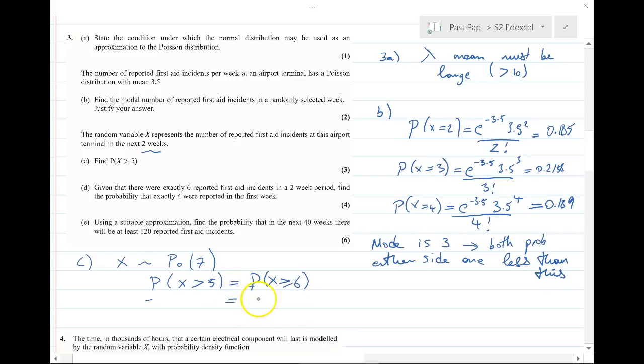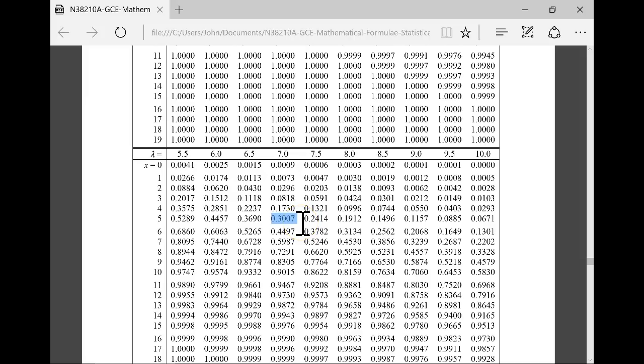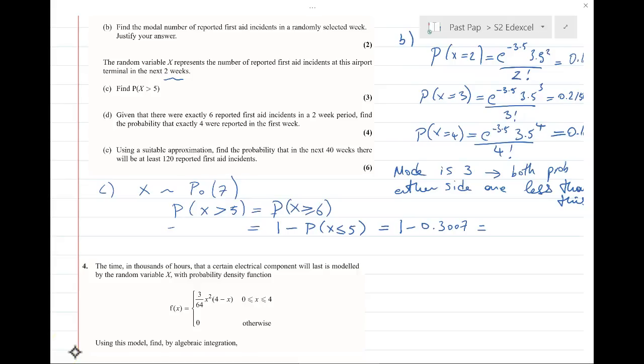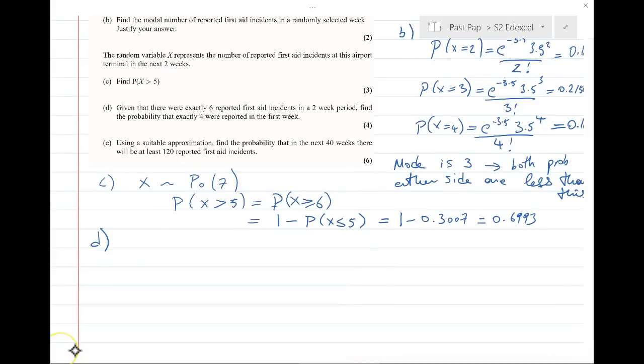We'll use our tables for this. That's 1 minus the probability that it's less than or equal to 5. In other words, 0, 1, 2, 3, 4, 5, taking away those probabilities. And we can find those numbers on the table. So that's 0.3007. So let's go back to the tables and put that in. There's 1 minus 0.3007, which is 0.6993.